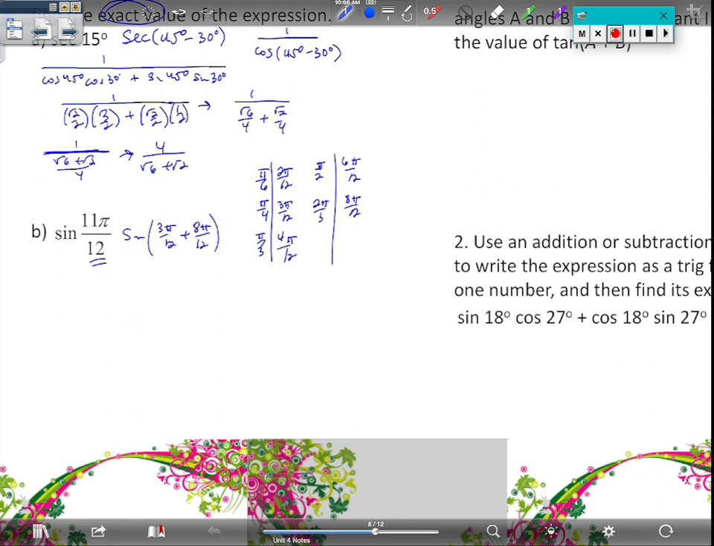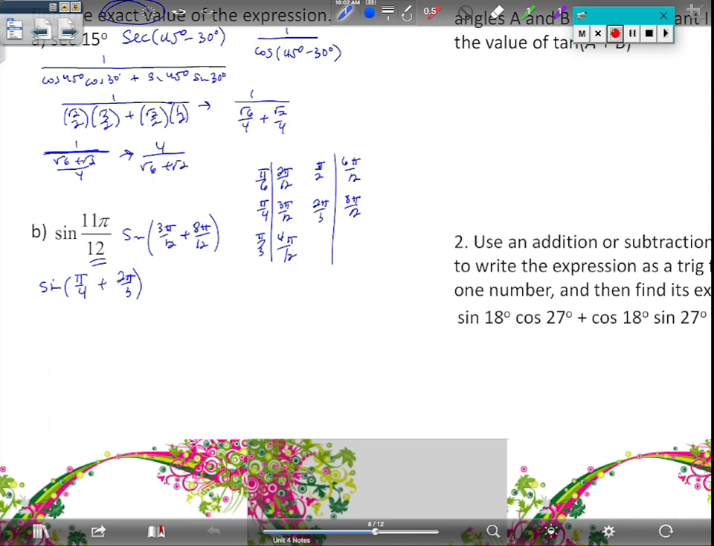Now I'm going to put it back in unit circle because that's kind of confusing. So sine of 3 pi over 12 we said was what, pi over 4, plus 8 pi over 12 was 2 pi over 3.